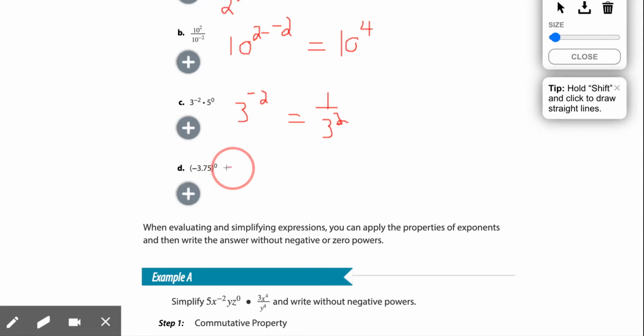-3.75 to the 0 power, 1. Anything to the 0 power is 1.